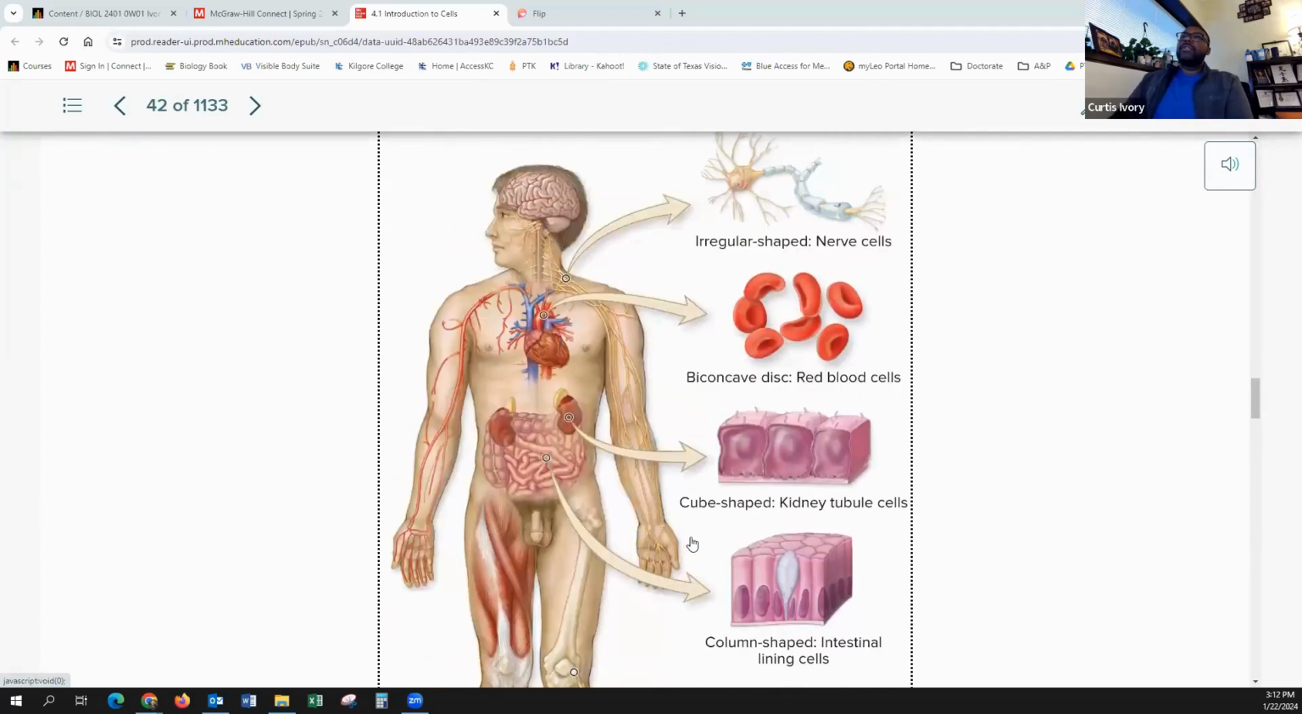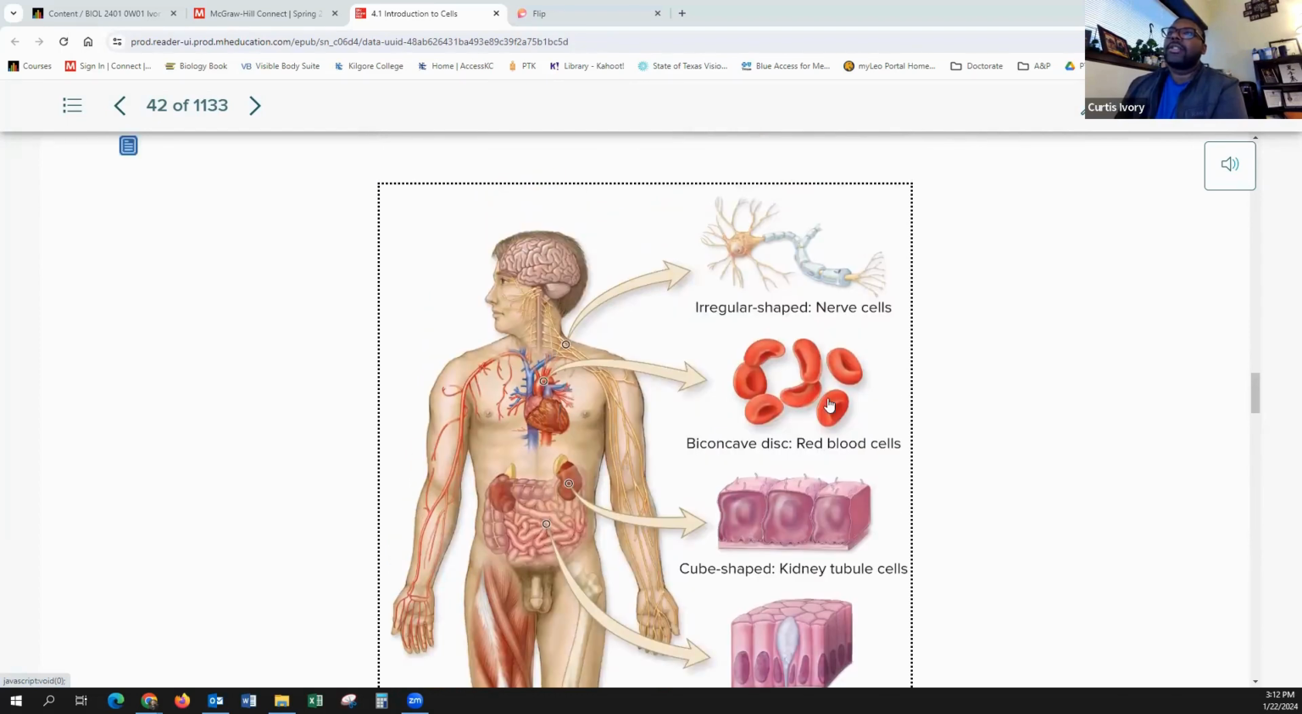So here are some different cells, well, actually just cells in general. We have irregular shapes, like our nerve cells. We have biconcave, like our red blood cells, that kind of look almost like a donut without the donut hole.